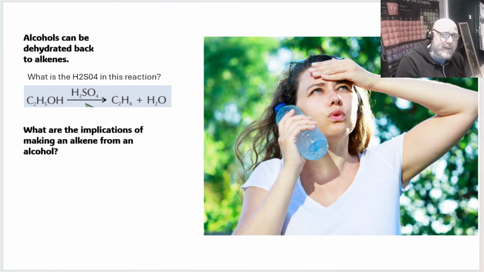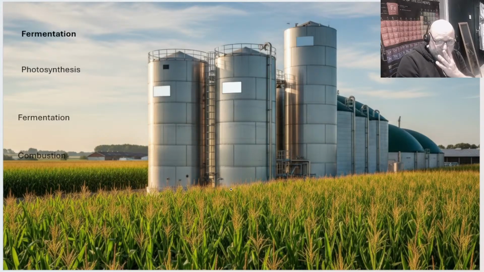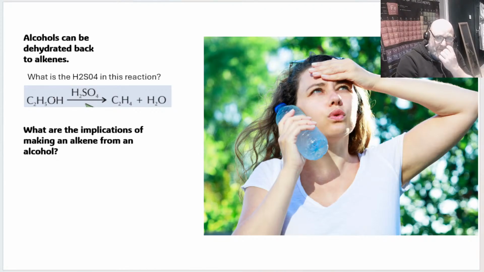Let's say we make our alcohol. Okay, if we get our alcohol by fermentation, then it's a green process. And therefore, if our alcohol has come from fermentation, technically we can make alkenes from alcohol from a renewable resource.